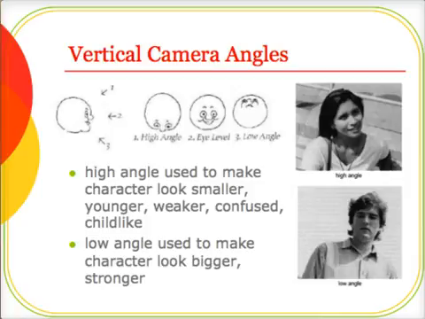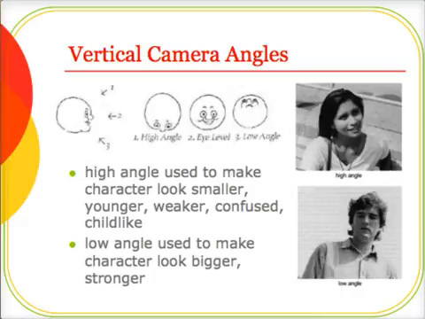In terms of vertical camera angles, this is kind of interesting. A high angle is often used by professional videographers to make a character look smaller, younger, weaker, confused, or childlike. The woman in the image at the top is being shot from a high angle, looking down at her. And again, that can convey these ideas of being younger, or weaker, or confused.